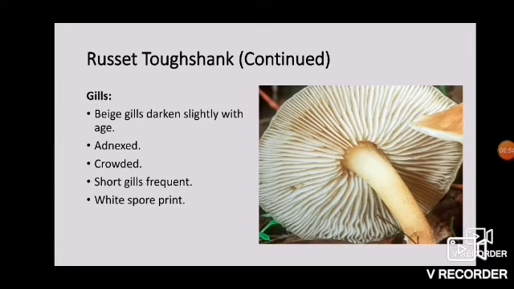The gills are beige, and they darken with age. They are adnexed. So again, they're dipping down towards the stipe. They are crowded together. Short gills are frequently found between the regular gills. And there is a white spore print.